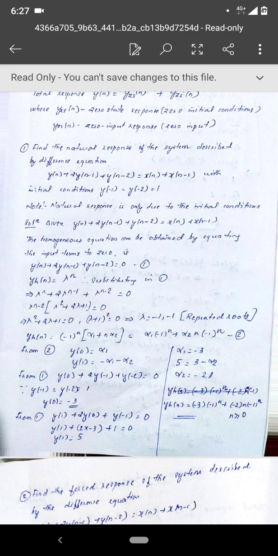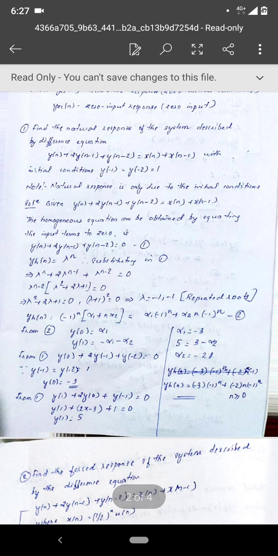I repeat: we had the complementary function with n number of coefficients, from alpha 1 to alpha n. We found yp of n, that is k into something in the same form as the input. After that we added the particular solution with the complementary function, and only then did we evaluate the coefficients of the complementary function from the initial conditions. After finding the coefficients from alpha 1 to alpha n, we get the total solution. So that was the method we have seen in the last class.